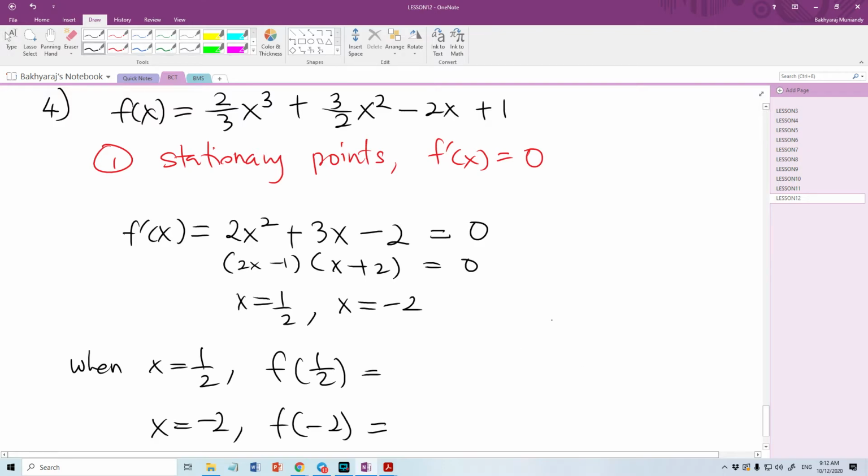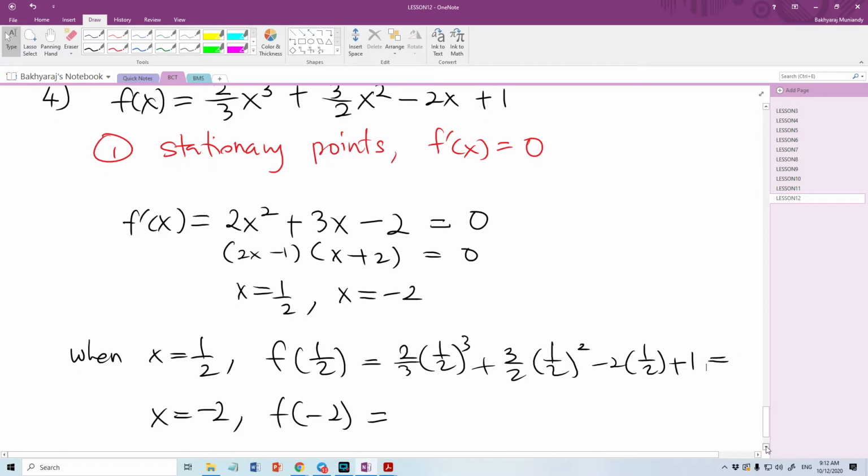Okay, you'll get 2 over 3 times 1 over 2 to the power of 3 plus 3 over 2 times 1 over 2 squared minus 2 times 1 over 2 plus 1. Anyone with the answer? Correct, 11 over 24. Okay, so you will get 11 over 24.